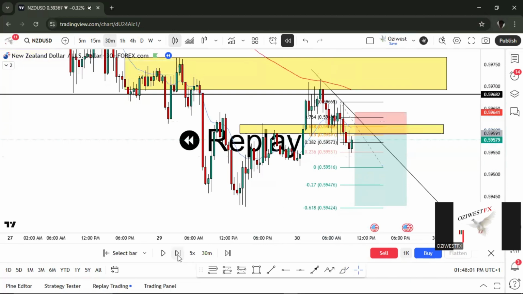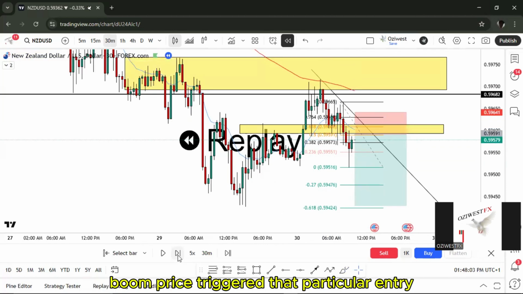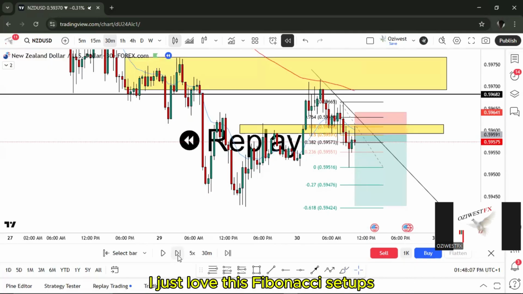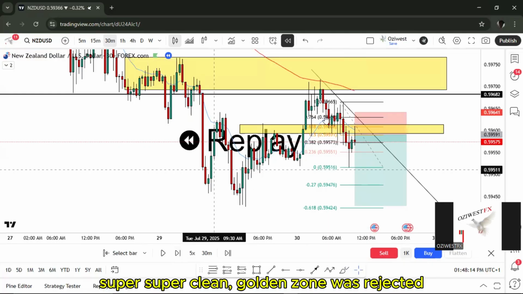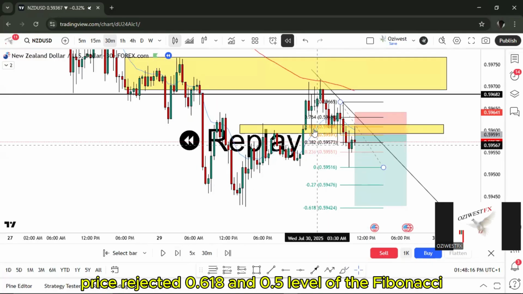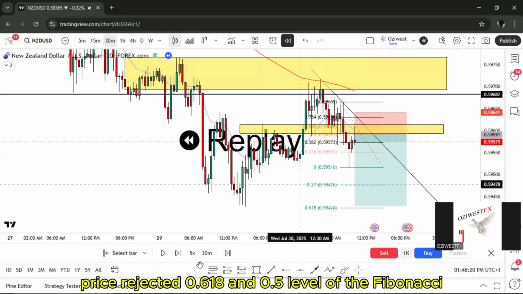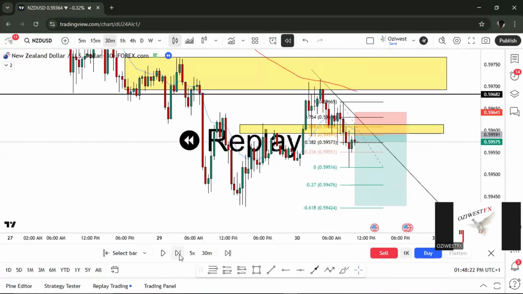Let's see, price triggered that particular range. I just love these Fibonacci setups. Super clean, super clean. The golden zone was rejected. Price rejected the 0.618 and the 0.5 level of the Fibonacci, which is the golden zone.